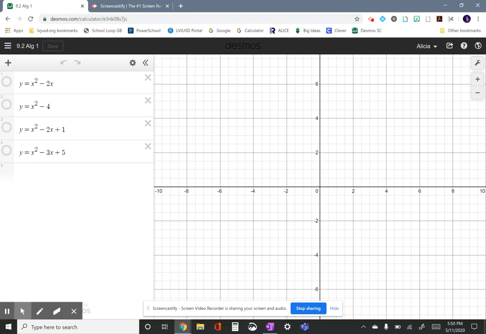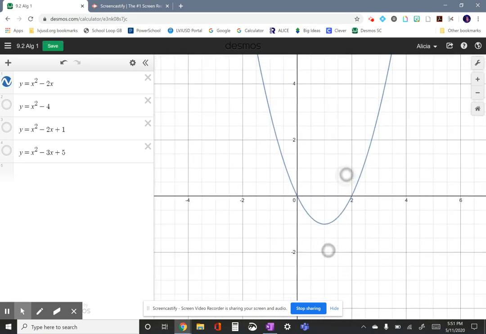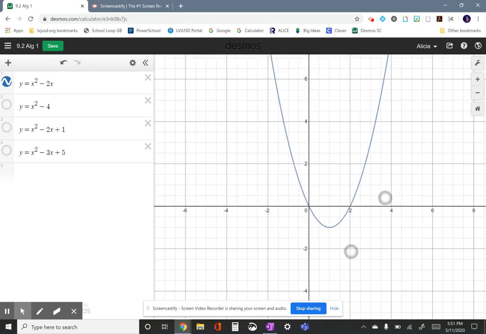Let's look at a couple of examples. So I have 4 examples here of different quadratic equations. You can see they are quadratics because the highest exponent is a 2. You can also see that they are written in standard form, set equal to y. If I go to graph this first one, we can zoom in here a little bit.